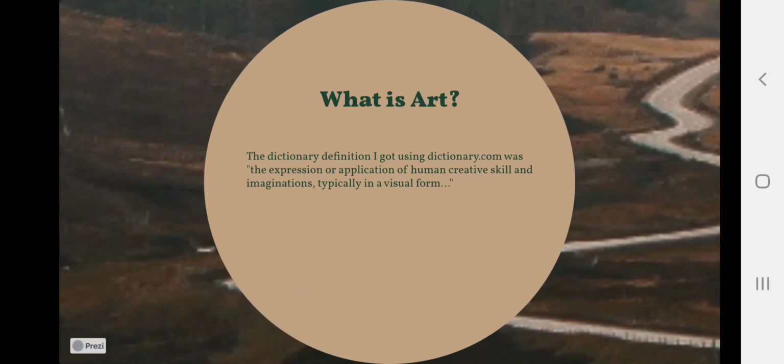The next thing I looked at to help get the answer to my questions was the definition of art. This is a definition I got using dictionary.com. Art is the expression or application of human creative skill and imaginations, typically in a visual form.